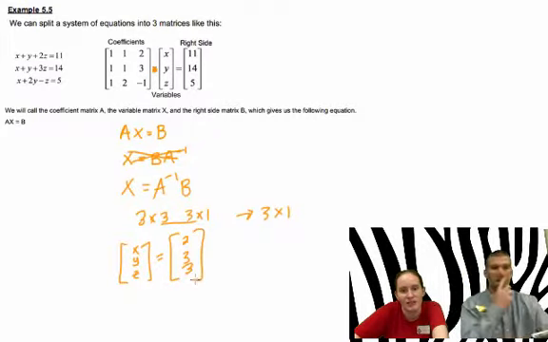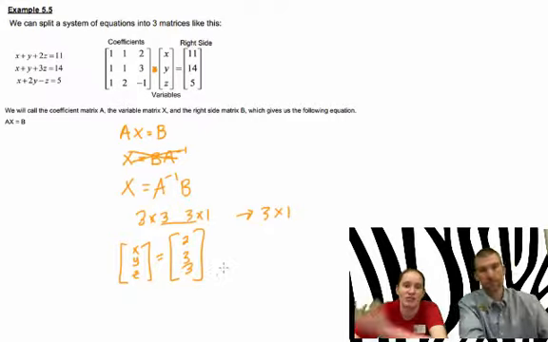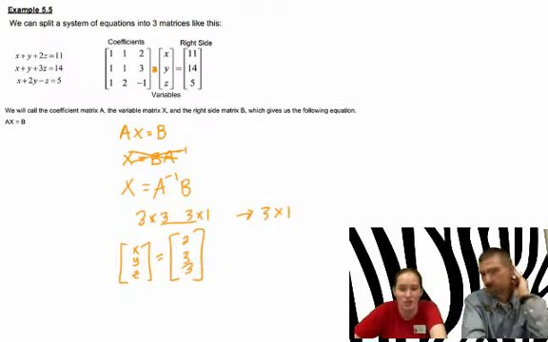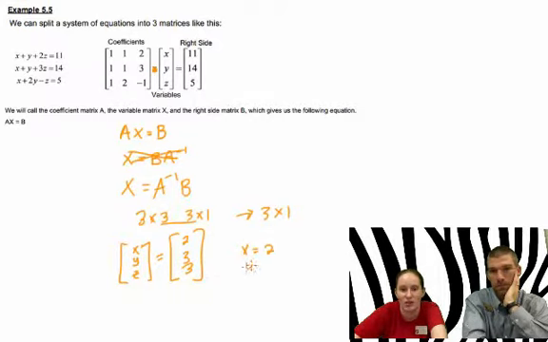Now, in 7.2, there were these nice couple problems where you just literally had to match up the elements and tell them what those letters were. Well, that's what's happening here. X equals 2 because they're both in the first spot. Y equals 3. Z equals 3, right? Yeah. So 2, 3, 3.